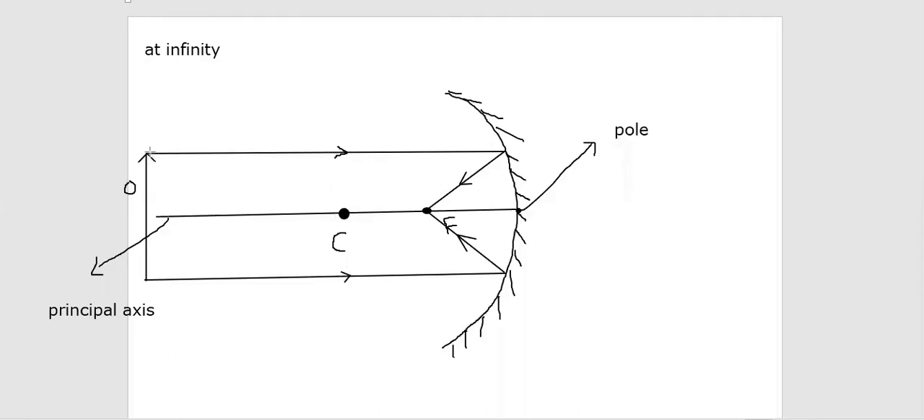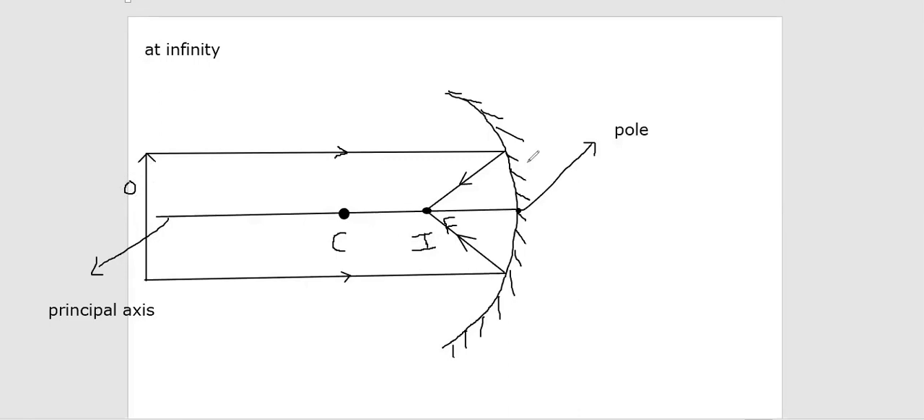From the top of the object, a ray of light is coming parallel to the principal axis. After reflection, it will pass through the focus. From the bottom, a ray of light is coming which is parallel to the principal axis. After reflection, it will pass through the focus. So the image will be formed at the focus. I am writing here I, such that the image is formed there. O is the object, I is the image.